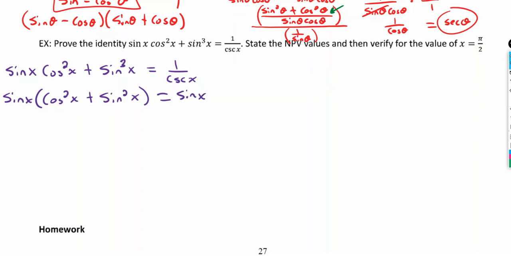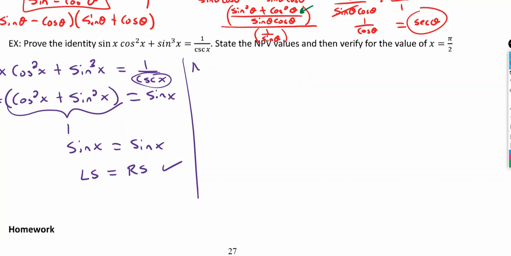Now does that make sense? Well, yes, it does. Look at this: cos squared x plus sine squared x, that's 1. So that's just equal to 1. So in the end, we've got sine x is equal to sine x. So the left side is in fact equal to the right side.